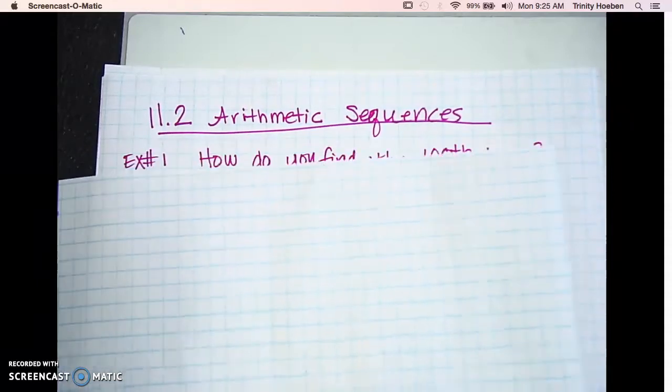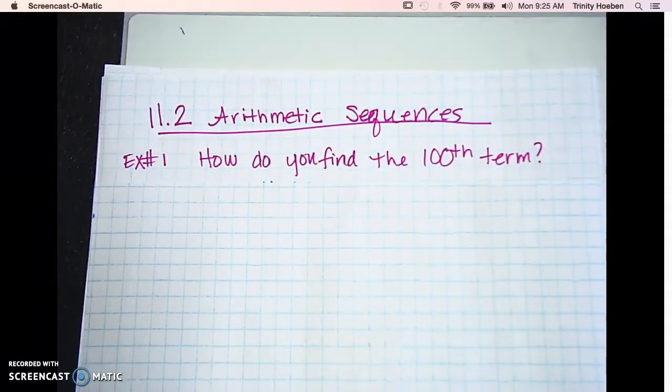All right. So, for example 1, on Friday we were talking about arithmetic sequences, and we were asked to find the 8th term or the 10th term or maybe even the 15th term. But what if you're asked to find the 100th term? That would take a while, right?